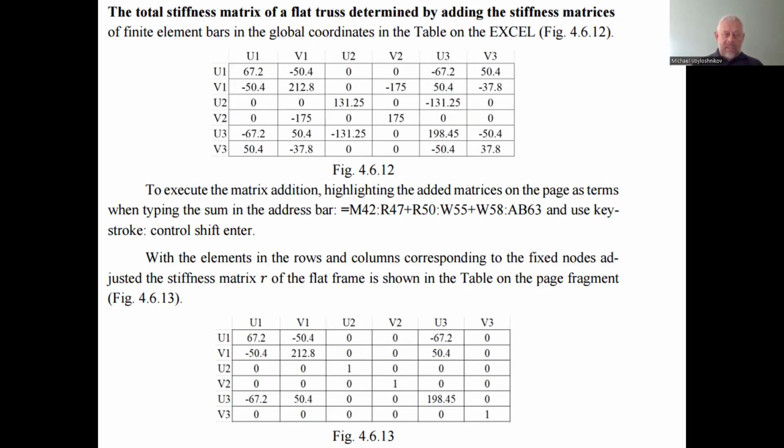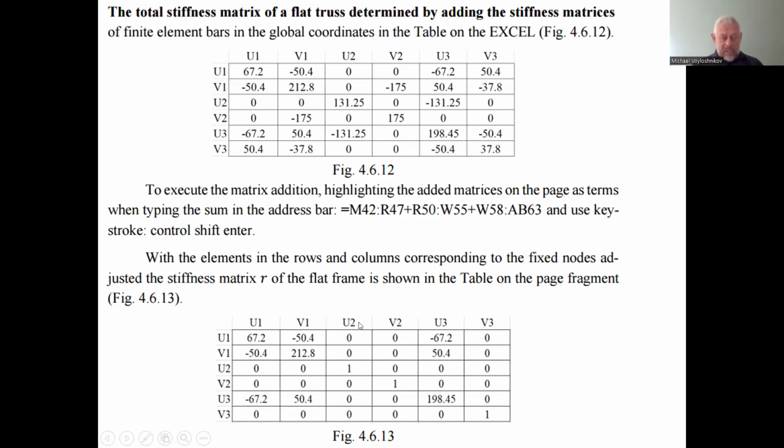In the directions of the nodes where displacement is not allowed, the displacement nodes of the mechanical system at the ends of the finite elements, we have to specify just one in the stiffness matrix of the mechanical system in the global coordinates. Specify 1, 1, 1.